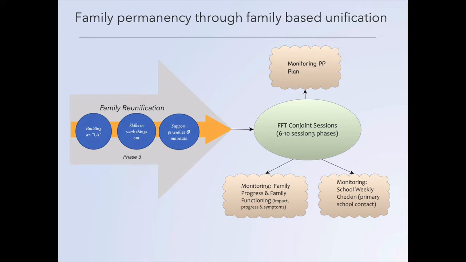Now that's going to occur in this last phase through 6 to 10 systematic conjoint sessions that you'll have, stretching over a period of time where you'll accomplish the goals of the particular phase. And all along, you're going to also continue to be able to monitor how it is going in the permanency family by looking at real-time measures of impact, progress, and symptoms. You can also continue to monitor the permanency parent plan, and you can monitor and continue to look at school behaviors along the way.